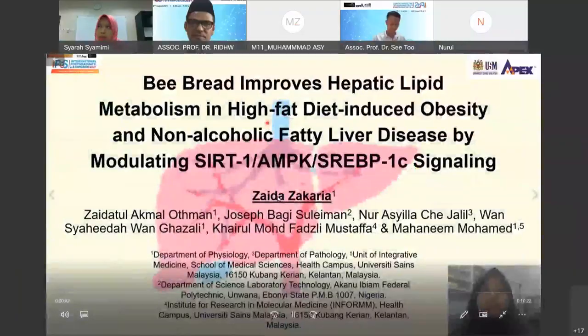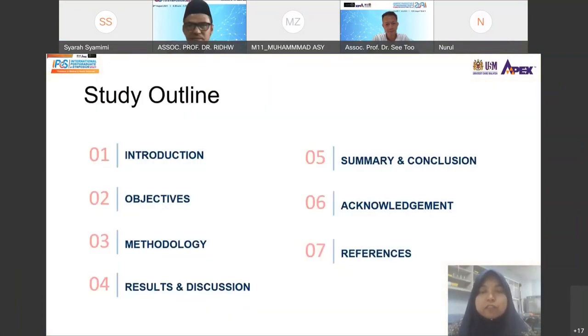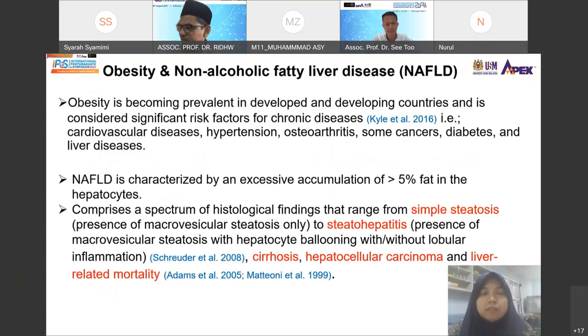My name is Zaida Zakaria. I would like to present my study entitled B-Breath Improves Hepatic Lipid Metabolism in High-Fat Diet-Induced Obesity and Non-Alcoholic Fatty Liver Disease by Modulating SIRT1 AMPK SREBP1C Signaling. So this is my study outline. Obesity is becoming prevalent in developed and developing countries and is considered a significant risk factor for chronic diseases, for example, cardiovascular diseases, hypertension, osteoarthritis, some cancers, diabetes, and liver diseases.